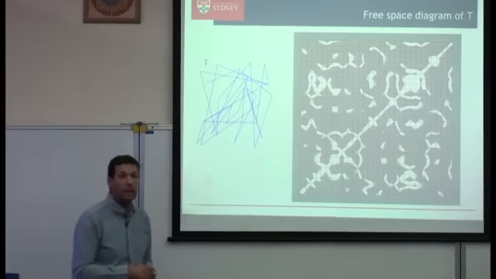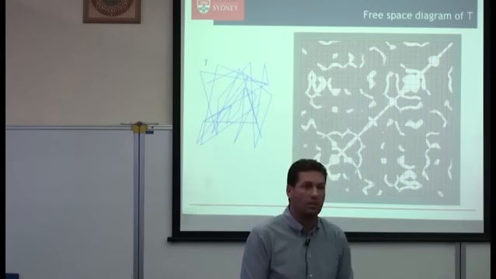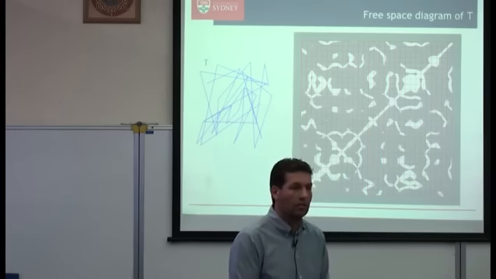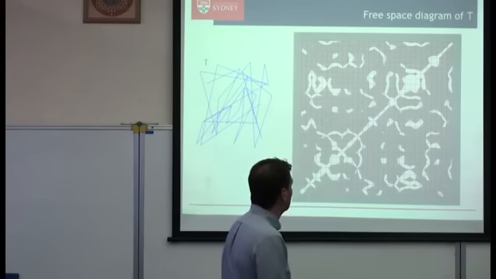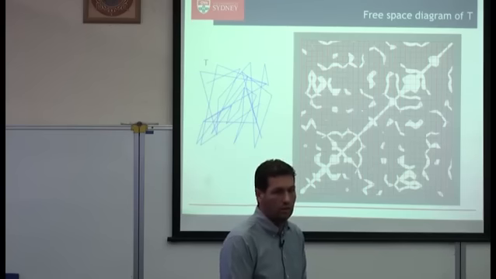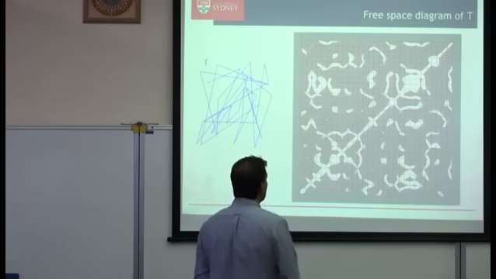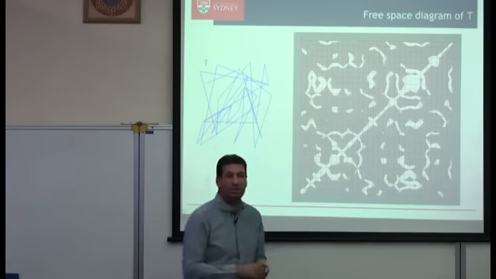Sorry? According to the diagonal of this free space diagram, this is symmetric. Why does this property hold in this case? The symmetry is according to the diagonal of this shape. Can you explain why the diagram is symmetric? Oh, why it's symmetric?